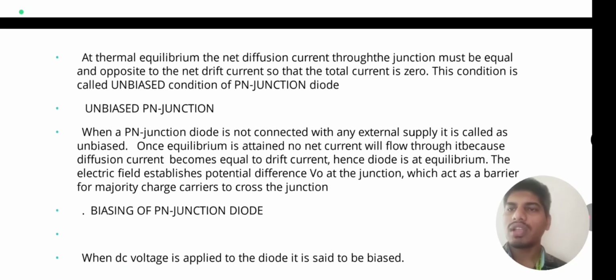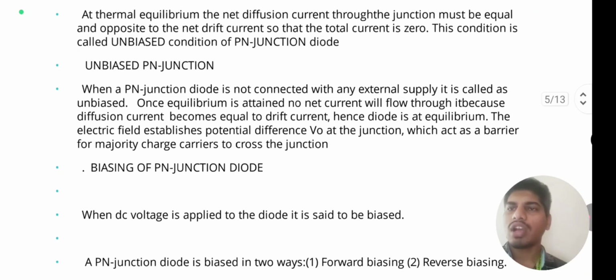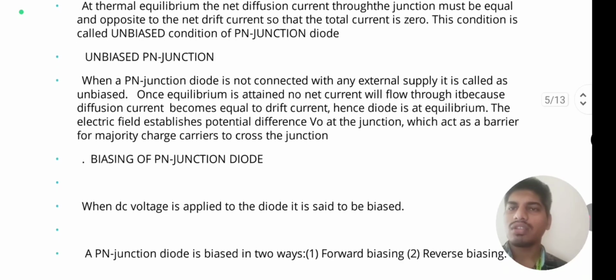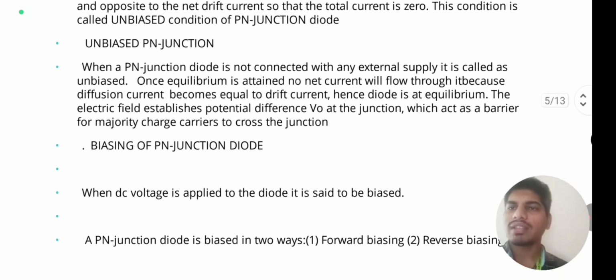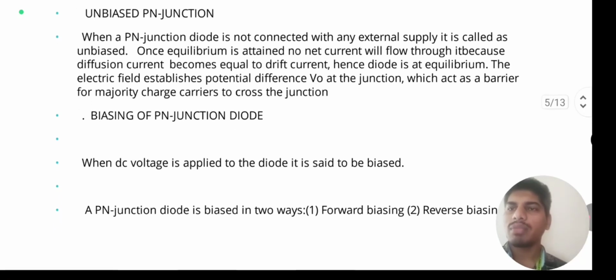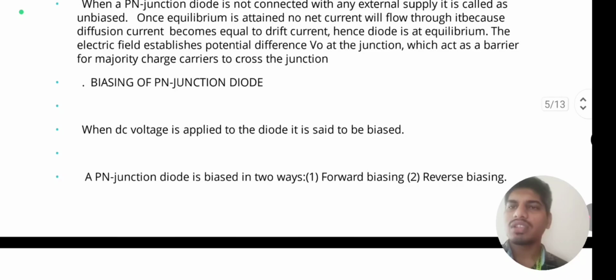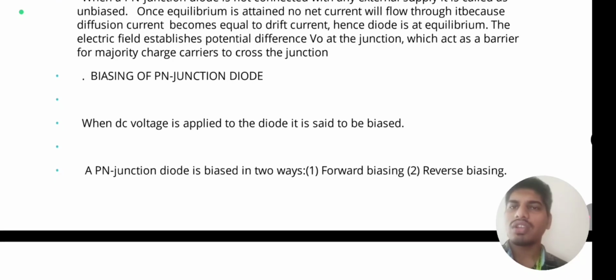At thermal equilibrium, the net diffusion current through the junction must be equal and opposite to the net drift current, so that the total current is zero. This condition is called unbiased condition of the PN junction diode. Unbiased PN junction: when a PN junction diode is not connected with any external supply, it is called unbiased. Once equilibrium is attained, no net current will flow through it because diffusion current becomes equal to drift current. Hence, diode is at equilibrium.